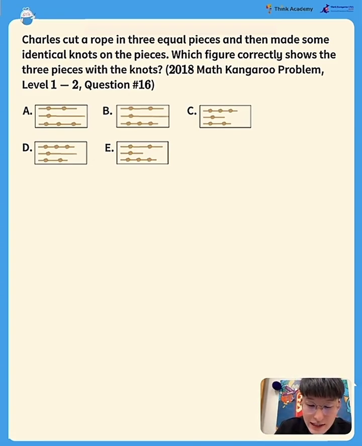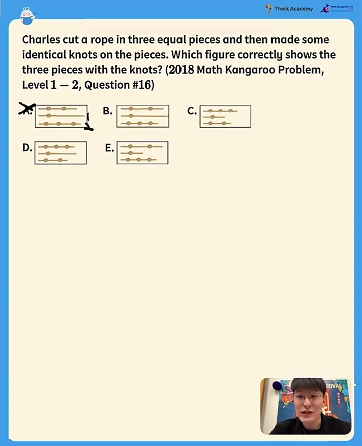So let's see which one is correct. We have A. Everyone, let's see A. Of course, this one is the longest, right? So let me put a 1 on this, okay? What about the second longest? The second longest is this, right? But this second longest is the rope with 3 knots. So that means this one is not correct. Let me cross it out. So A is not correct.